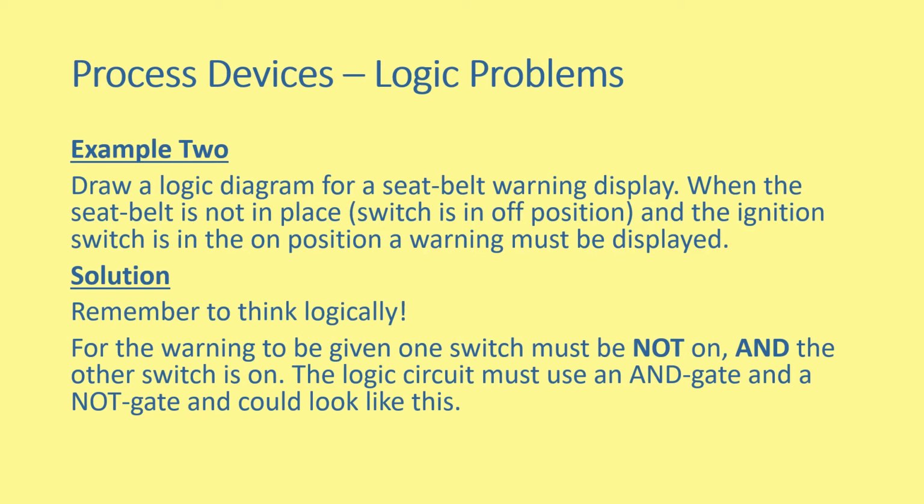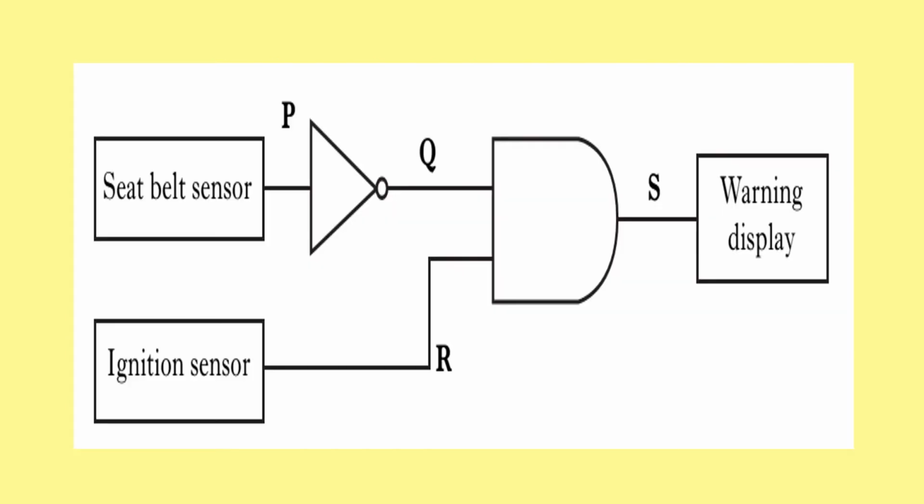So the logic circuit again must use an AND gate and a NOT gate and could look something like this. We have our seatbelt sensor up at the top left, and that has to go through a NOT gate because it's the switch being in the off position, and then we've got the ignition sensor. Both of these inputs have to add together. We've got our AND gate to give the warning display output.